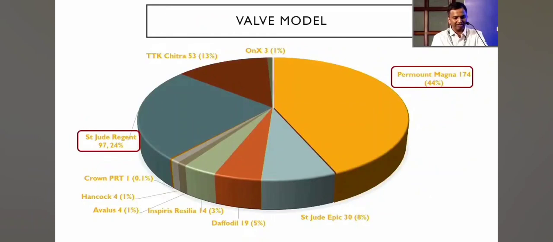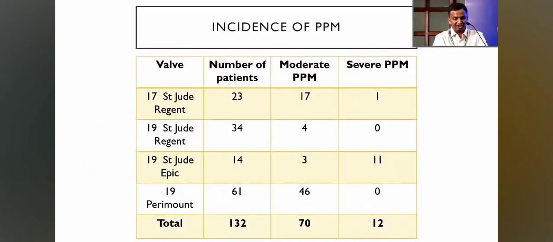And if you look at the model, the most commonly implanted bioprosthetic valve was the Perimount, and the most commonly implanted mechanical valve was the St. Jude Regent. So looking at our incidence of PPM, again, I just looked at the 17 and 19 valves. So I took just the 17 and 19 valves and looked at the incidence of PPM.